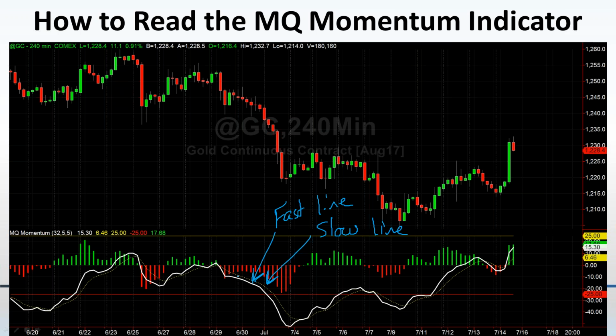Now when the fast line is below the slow line, that's going to give us bearish or red histograms. The further below that slow line the fast line is, the deeper these histograms are going to get. All right, now if the fast line crosses back above the slow line, we're going to get up histograms. The further above the slow line the fast line is, the bigger the upside histograms are going to get.